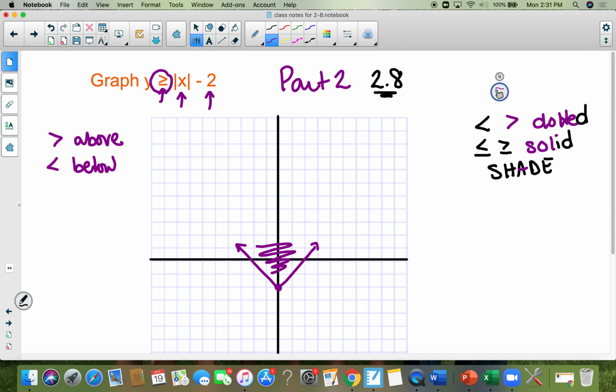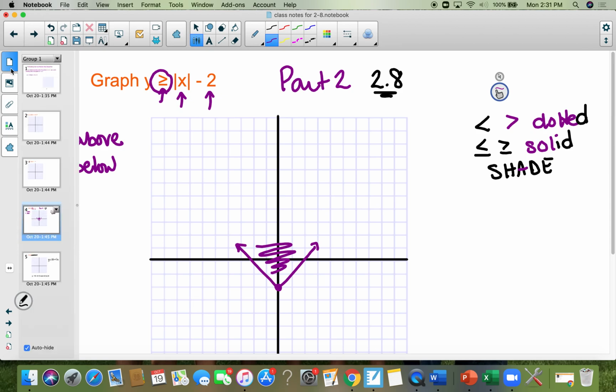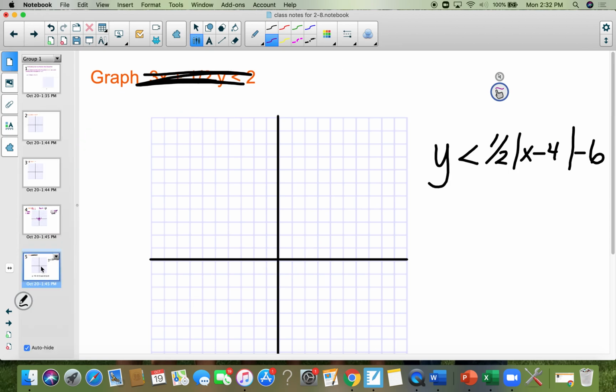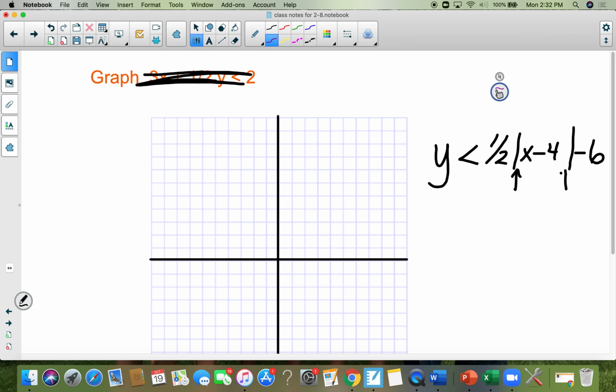So let's do a couple more of 2.8, second part. I can even do one more. Y is less than 1/2 |x - 4| - 6. Okay, you know you're making a V because of the absolute value signs.